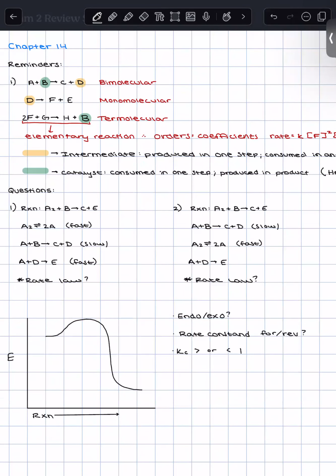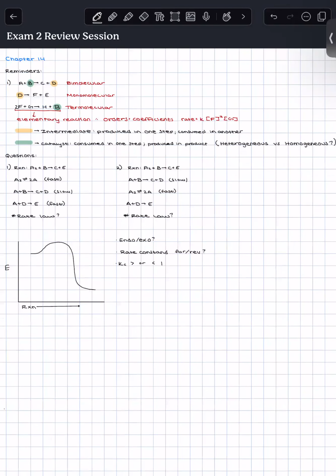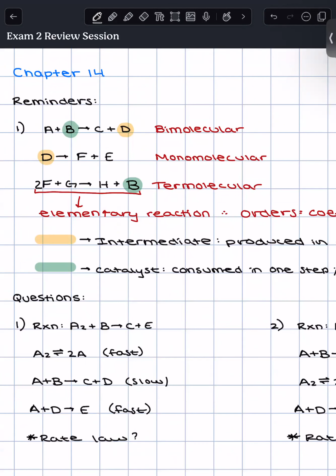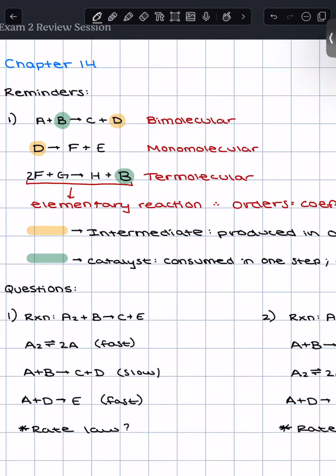First of all, I just want to go over a few key things about chapter 14, and then we'll get into a few practice problems. This part of chapter 14 was primarily focusing on reaction mechanisms. We went over these in recitation 4, and you're going over them in lecture, but I just want to touch on a few key things. Remember that these mechanisms are split up into different reactions that add up to one overall reaction. We can describe these individual reactions, known as elementary reactions, with the terms bimolecular, monomolecular, and termolecular.